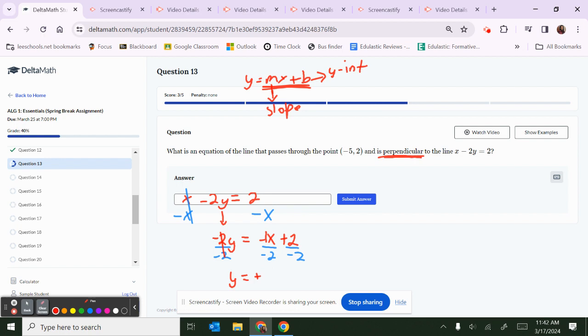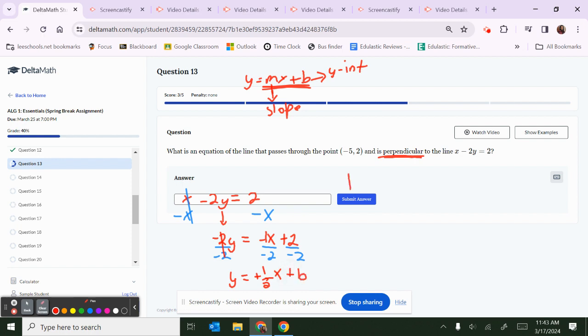All right. But can we divide 1 by 2? No. So I leave it as positive 1 over 2x. Okay. 2 divided by negative 2 is negative 1. However, do we care about that y-intercept? No. So I replace it with the letter b.